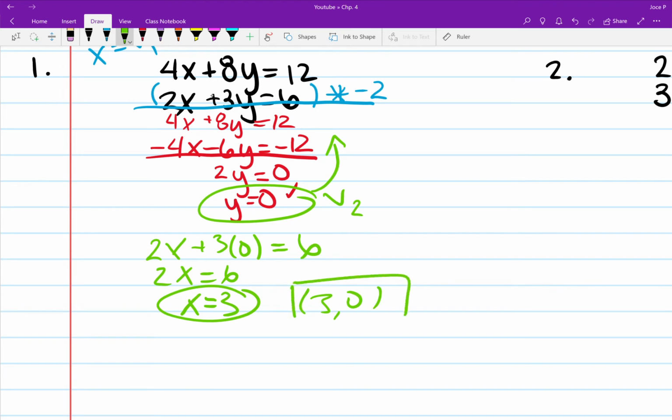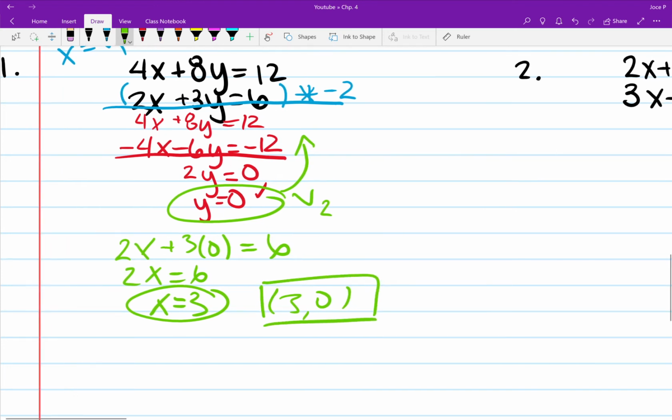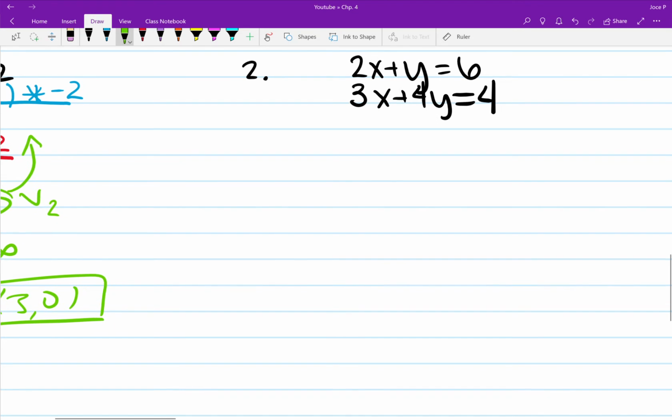So it makes no difference what you do. It more has to do with personal preference. Fantastic. Let us keep going.